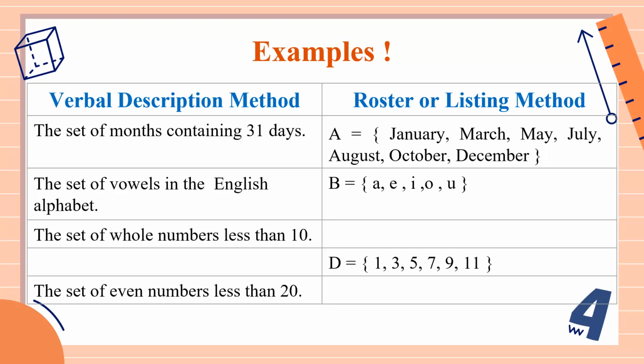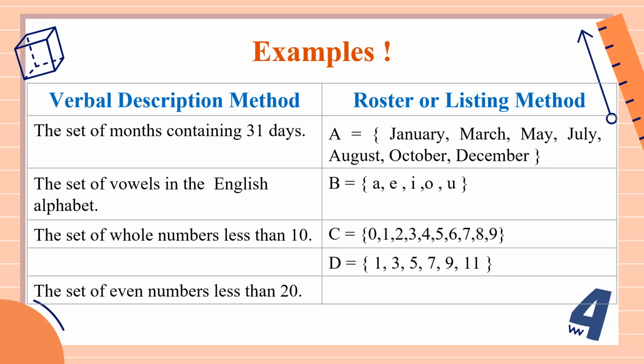Example number 3, the set of whole numbers less than 10. How would you write this one, class, in roster or listing method? Once again, you can use any capital letter for the set. Do you still remember, class? Numbers less than 10, whole numbers. That's correct. So set C, you start at 0. Once again, for whole numbers, you start at 0. So we have 0, 1, 2, 3, 4, 5, 6, 7, 8, and then 9. These are the whole numbers less than 10.